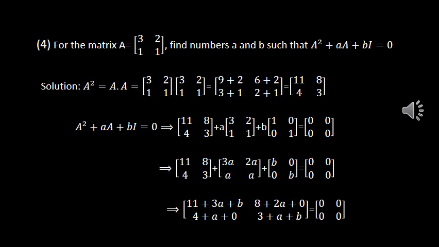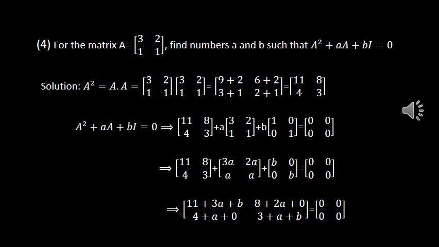Now one more question. For the matrix A equal to 3, 2, 1, 1, find the numbers a and b such that A square plus aA plus bI is equal to 0. An easy question. We'll find A square, that is A into A. It is not the square of the elements. A square is not the square of each of the individual elements. Note that down. A square is A multiplied by A, a product of two matrices. So the answer is 11, 8, 4, 3.